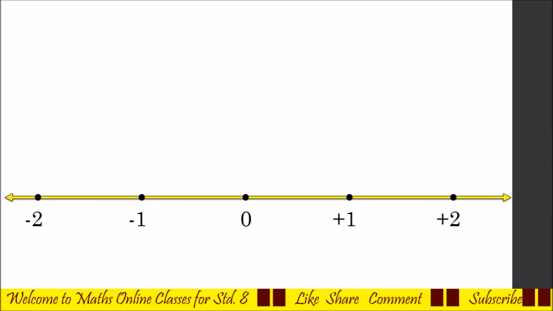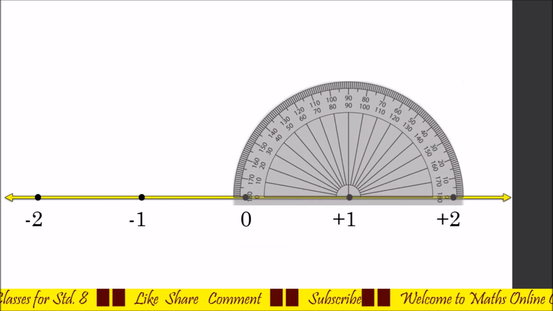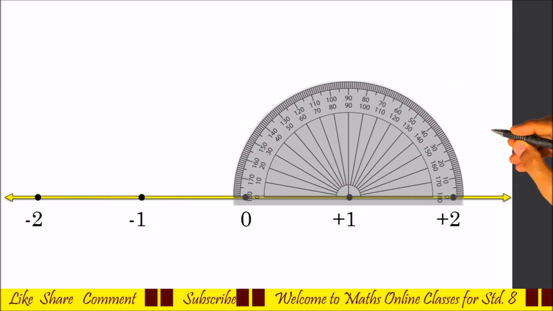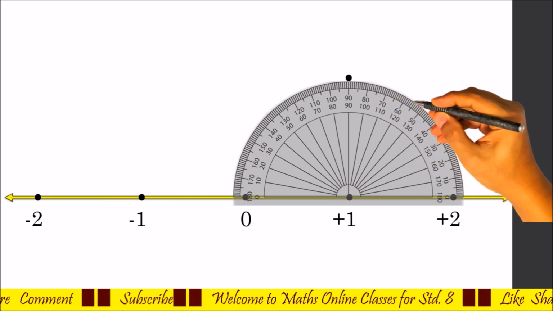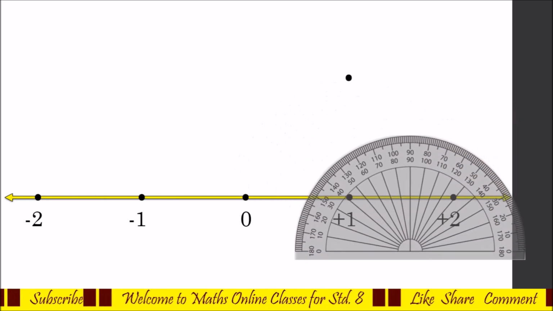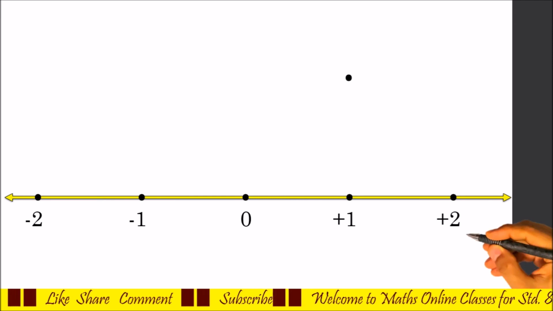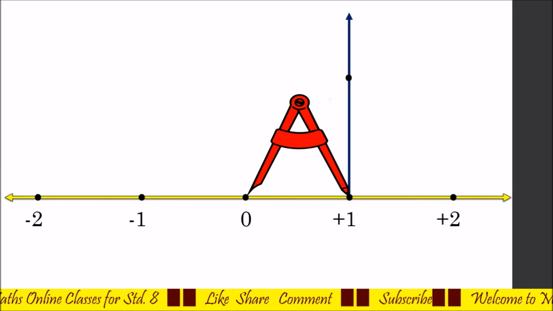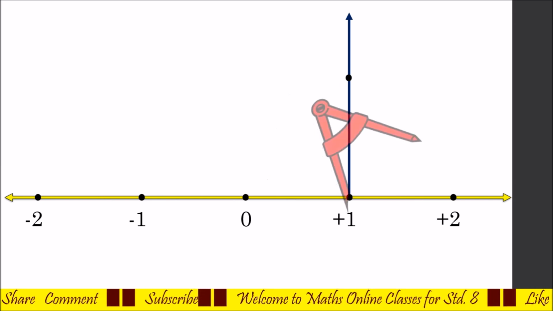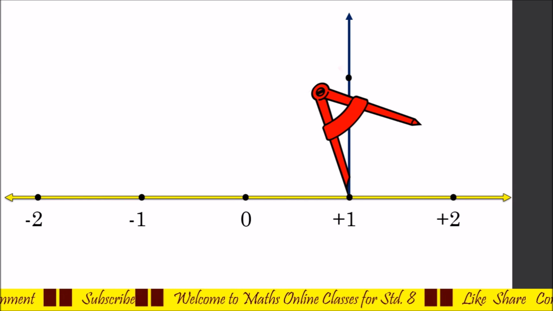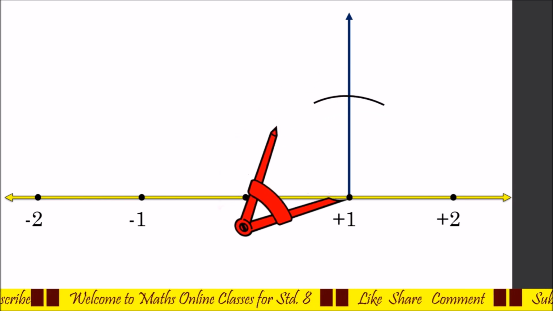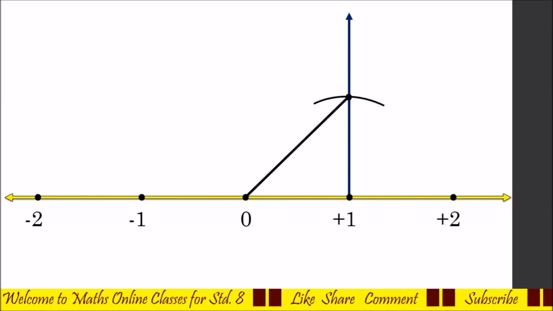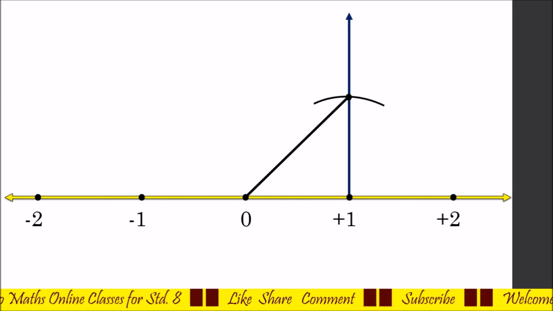We have a number line. We'll take a protractor, keep it on positive 1 and measure 90 degrees, and we will mark a point. Remove the protractor, draw a vertical ray, take a compass with a span of 1 unit and keep its pointer on positive 1. Draw an arc. Remove the compass and join these two points and draw a segment. That will be a triangle.